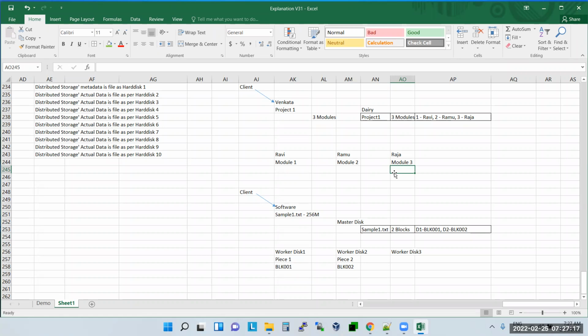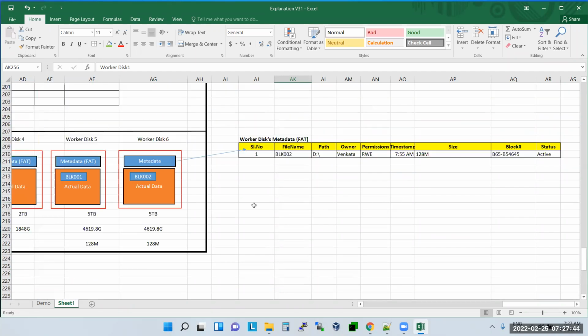Sir, in worker disk 1, we are storing the BLK001 file, right? Yes, sir. What will be the file name of BLK001? The file name itself is BLK001. Worker disk will have separate metadata of BLK001. So normally inside worker disk metadata, what will you have? File name, right? What is the file name here? BLK001. You will have that only.